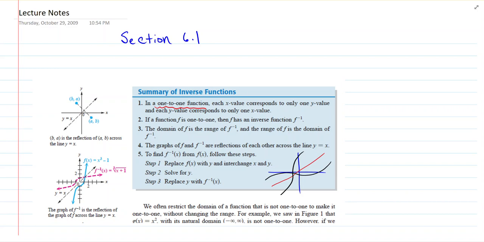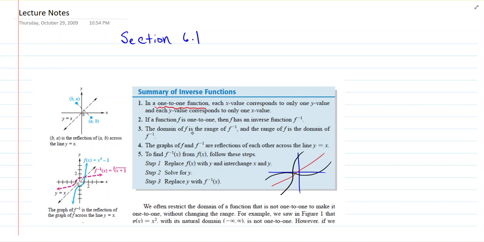Section 6.1 is about inverse circular functions. So we're going to just start off reminding ourselves, especially from algebra, about inverse functions. In a one-to-one function, each x value corresponds to only one y value, and y only corresponds to one x. So everything is paired with exactly one of the other.